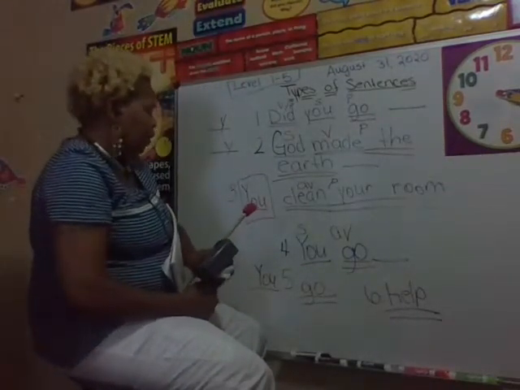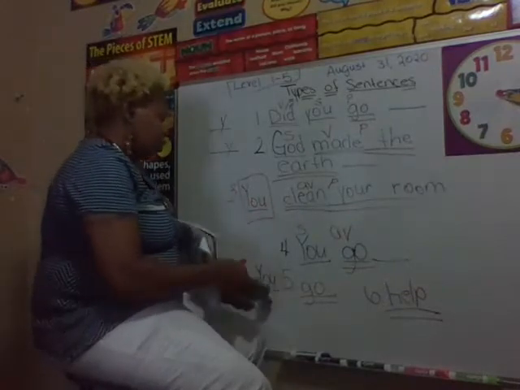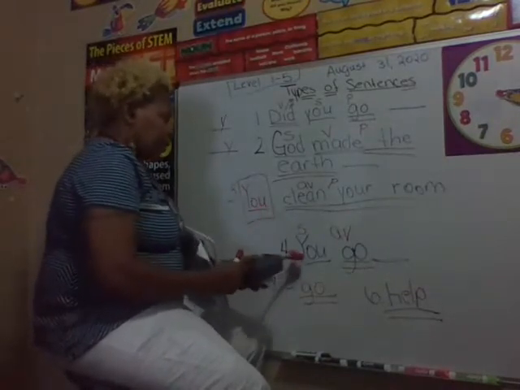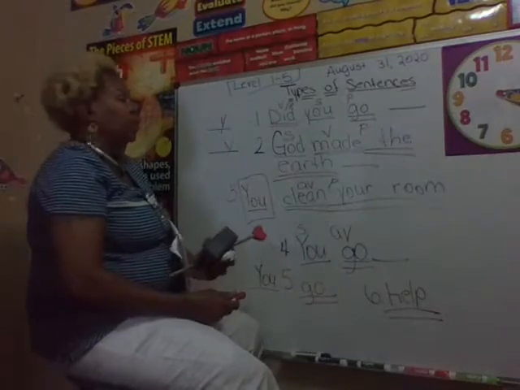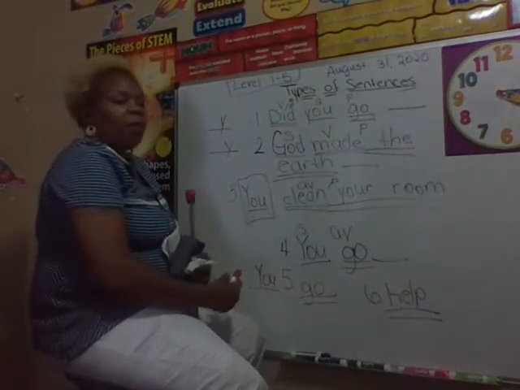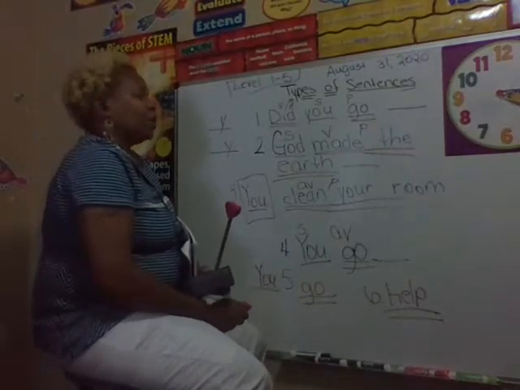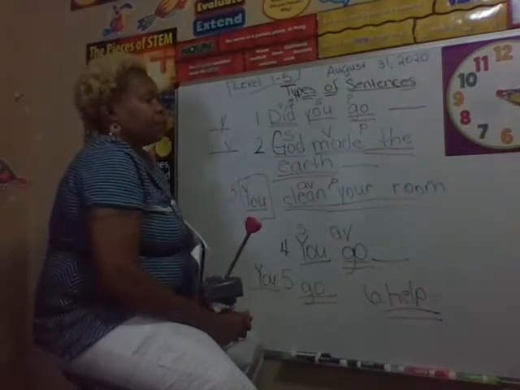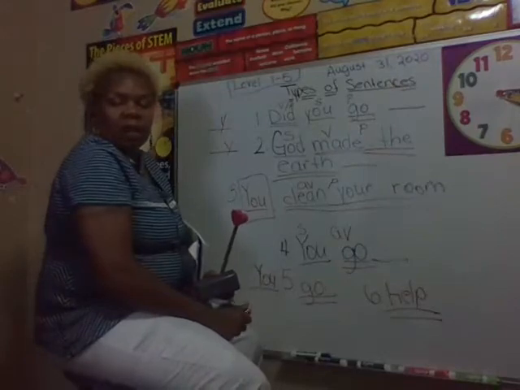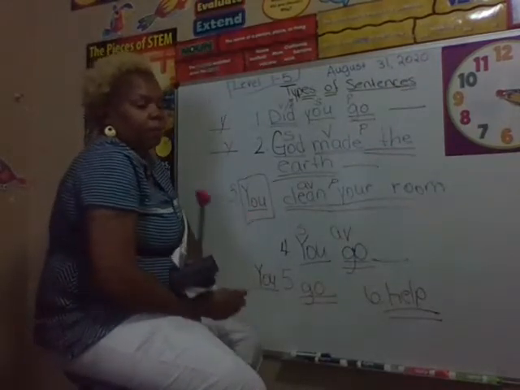Now let's go back over these types of sentences. Keep that unidentified you inside of your minds. Now we want to see what type of sentences these are. Did you go? What type of sentence is that? Think about what the sentences are. Did you go?